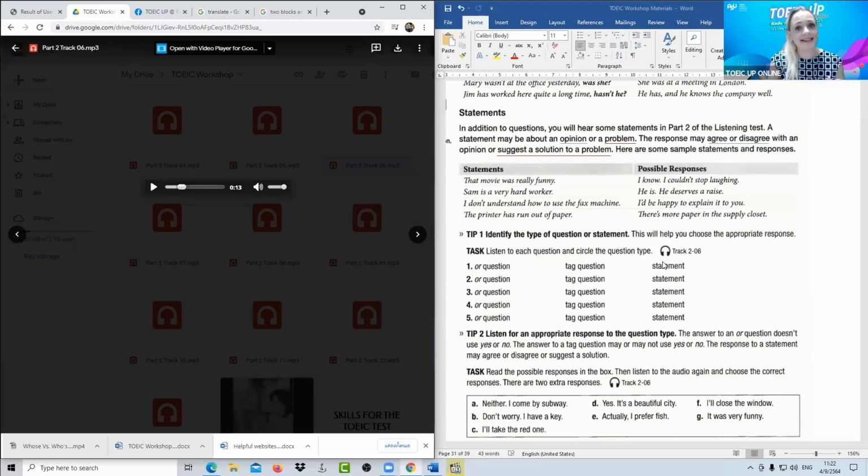You could make it a tag question if you say, what did she say exactly? She said, It's very cold in here, isn't it? Right? You can change that statement into a tag question very easily by just adding the tag at the end of the statement. Okay, so that one is definitely C, statement. Let's look at number 2.